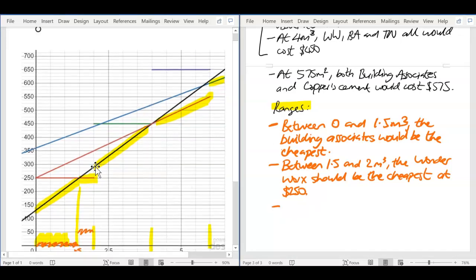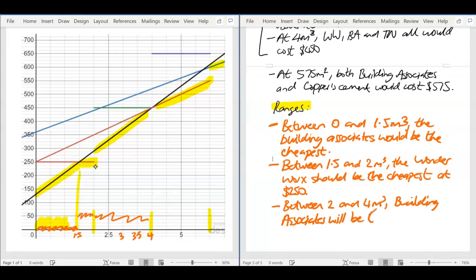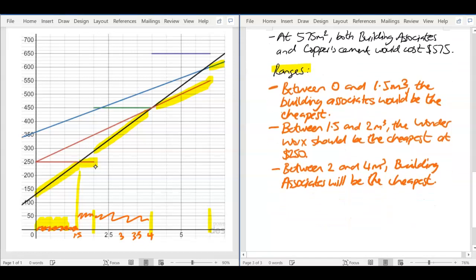We then have a look at the next range. So between 2 and, that looks like 4. So we've got 3, 3.5, and 4. So between 2 and 4, it looks like the building associates is going to be cheaper. So between 2 and 4 meters cubed, building associates will be the cheapest. Okay, and we're going to carry on.